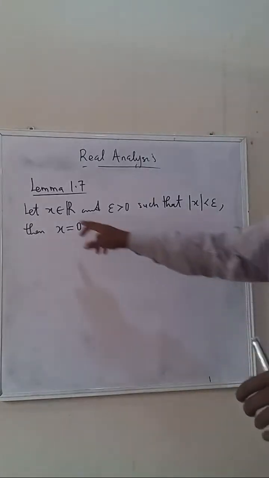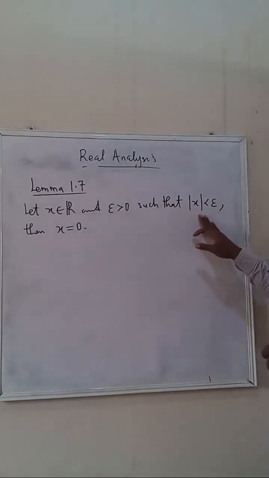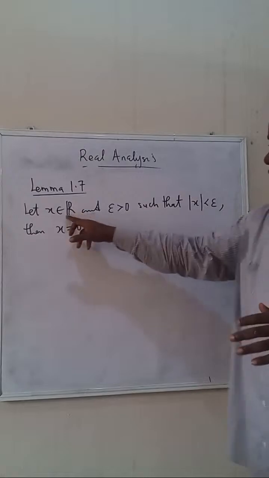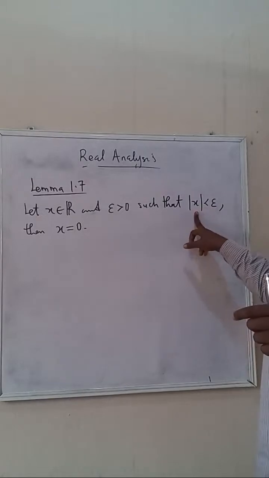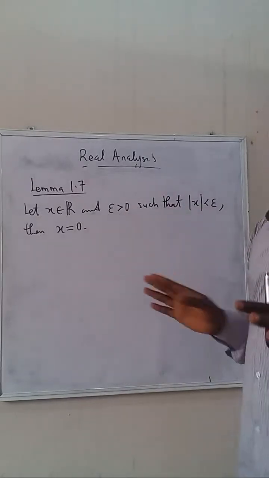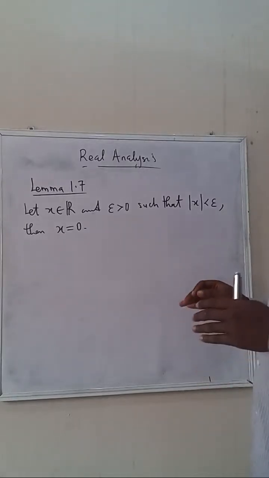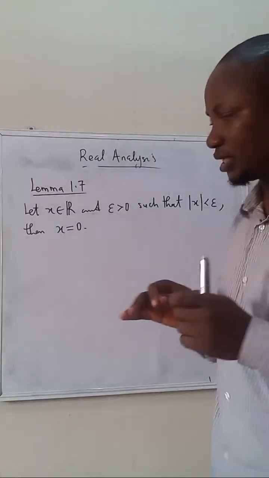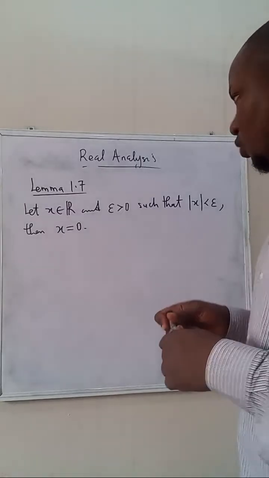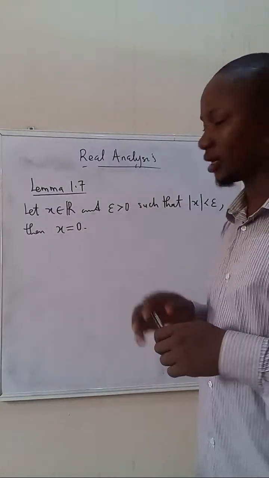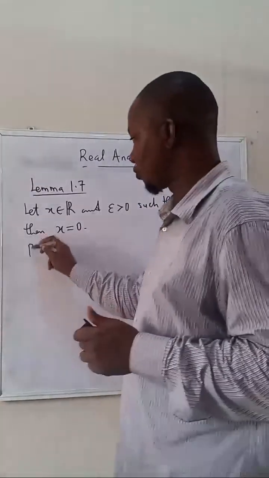So if x is a real number and epsilon is a positive number, and this condition holds for the terms that we have here under the absolute value, there is no choice for x other than x is 0. This is an established lemma, and we prove it here using the proof by contradiction approach. Let's quickly see this, and then we'll take a corollary on it. So let's see the proof.